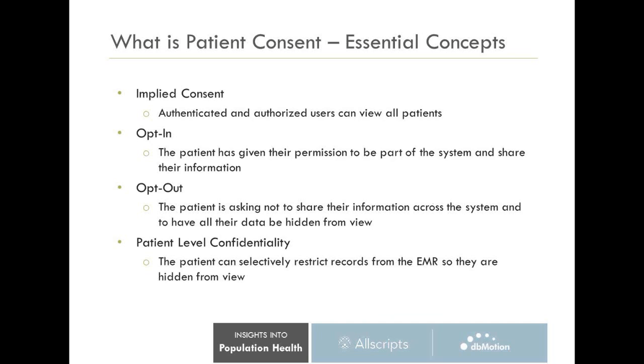Opt-in is when the patient is giving their permission to be a part of the information exchange. They explicitly say, yes, I want my information to be shared. Opt-out is the patient explicitly asking not to share their information within the information exchange, and they will have their data hidden from view from providers. Patient-level confidentiality is when the patient can selectively restrict records from the EMR so that they are not able to be viewed.